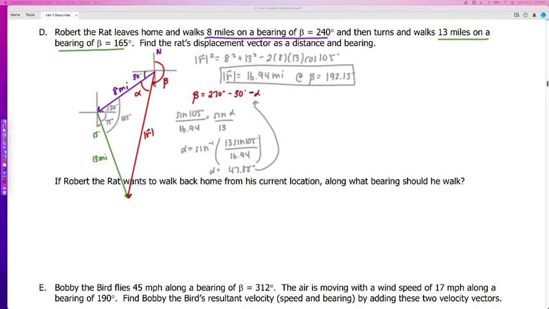So Robert, I'm going to go back to our original diagram. Robert ends down here, right? That's where he is. And so we want to know on what bearing should he walk to get back home. So the last thing I'm going to do is construct one more set of axes here, right at that resultant vector's head. And the bearing we're looking for is this little tiny angle between the North Pole and that red resultant vector. That is what we are looking for. It's very, very, very small.